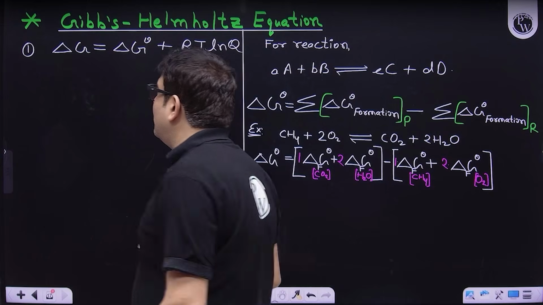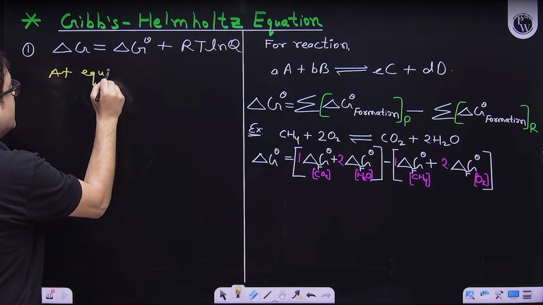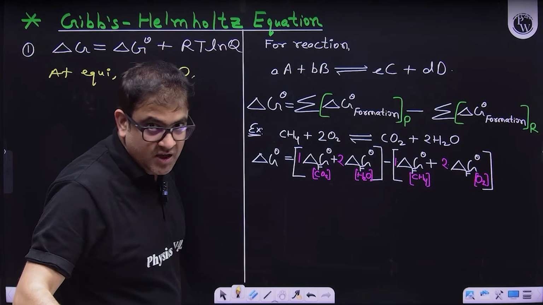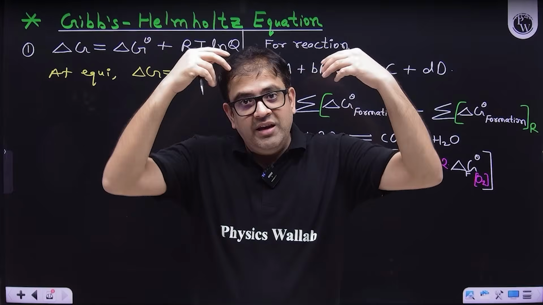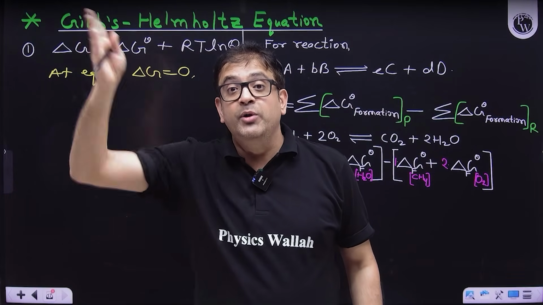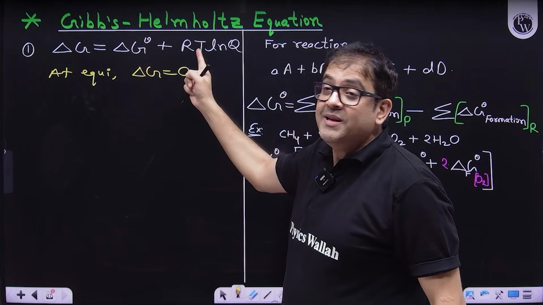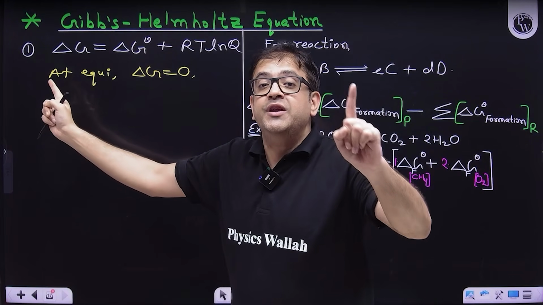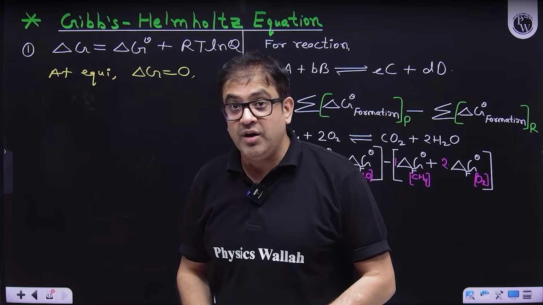So we very well know that at equilibrium no useful work is done, so delta G is 0. What is the Gibbs-Helmholtz equation? It is a statistical equation. You anyway have to learn it, even though we'll be doing thermodynamics. What is it? Delta G is equal to delta G naught plus RT ln Q. What is delta G? I told you, Gibbs free energy change. What is delta G naught? It is the standard Gibbs free energy change.